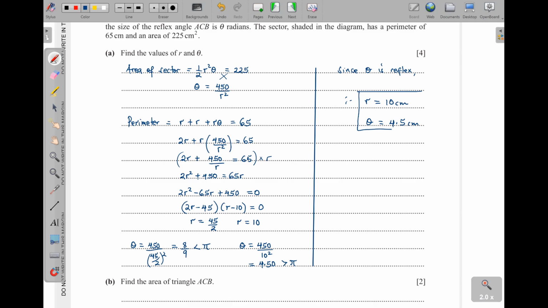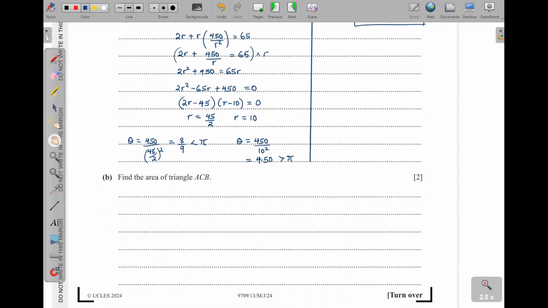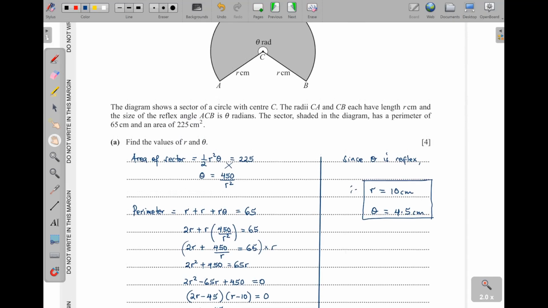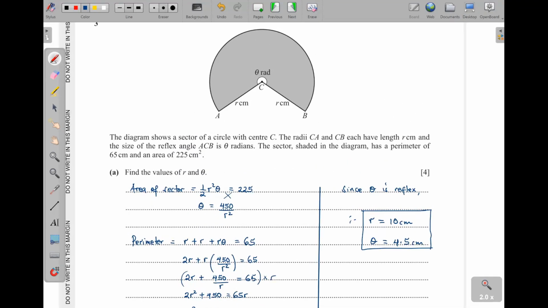That is that. Part B, find the area of the triangle ACB. So we need to get to this area. Since we have the radius on this one, then we just say area of that triangle is a half times the radius times the radius, then sine of the angle in between here. But this one has to be 360 minus theta, because angles at a point sum up to 360 degrees, and already we know this one. So I just subtract it from 360.